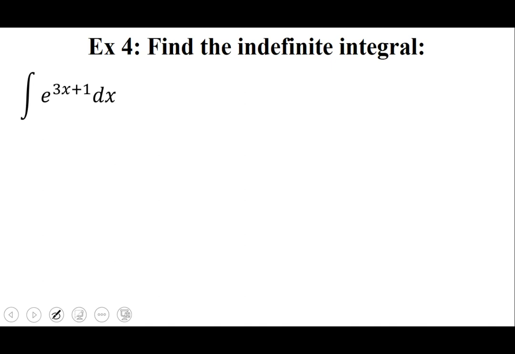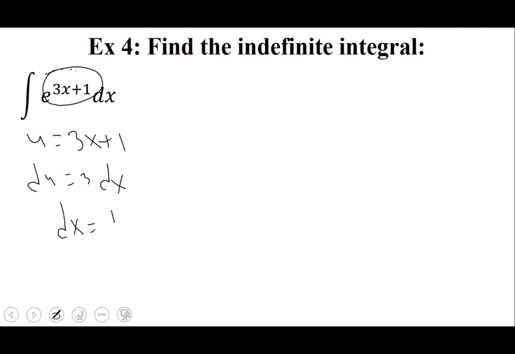So e to the 3x plus 1 dx, we're going to go ahead and identify the fact that this is not a simple x, which means u substitution. So u equals 3x plus 1. Du would equal 3 dx, and of course the derivative of 1 is 0. That would mean that dx would be equal to du over 3. If I go ahead and rewrite my problem, this becomes the integration of e to the u, and then du over 3. The 3 doesn't cancel, which is perfectly fine.